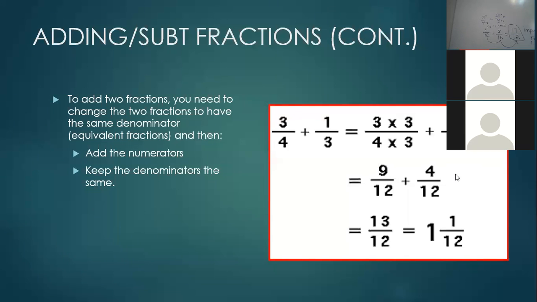Now, this is totally different than multiplying and dividing. Multiplying numbers is super duper easy. But when you add and subtract, you've got to get the same number on the bottom. You've got to have a common denominator to be able to add and subtract.